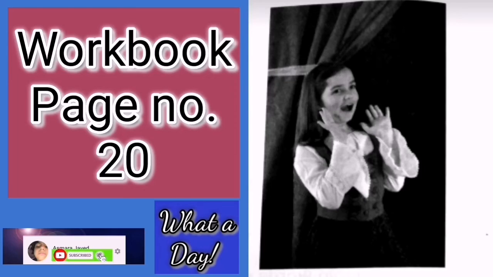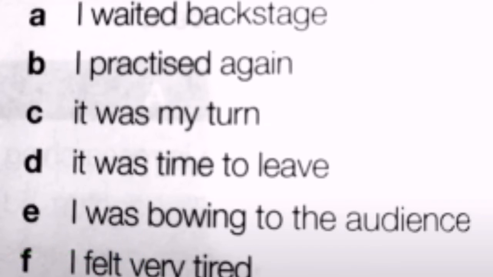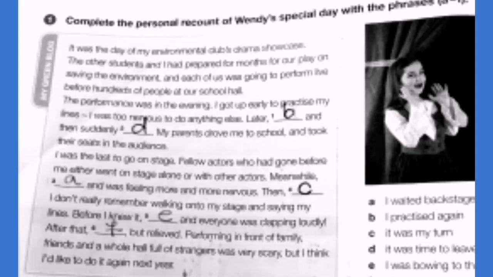Okay, what can you see? There is a beautiful girl who is performing something on a stage. You can look at the picture. And there are some phrases on the same page. For example, I waited backstage, I practiced again, it was my turn, it was time to leave, I was going to the audience, and I felt very tired.